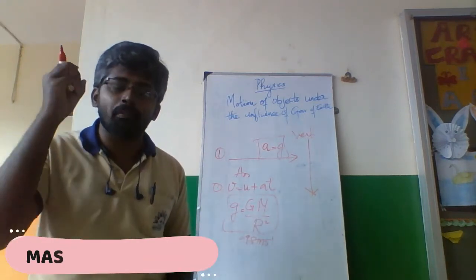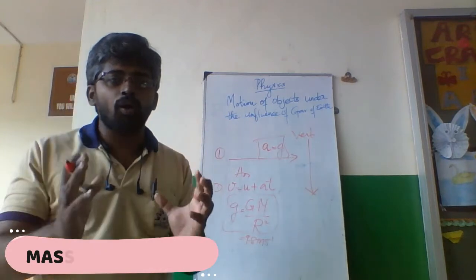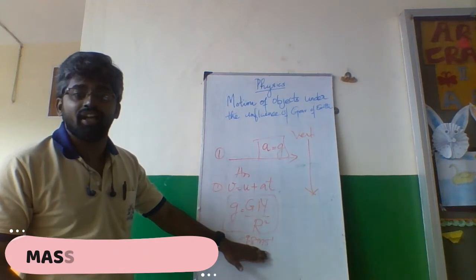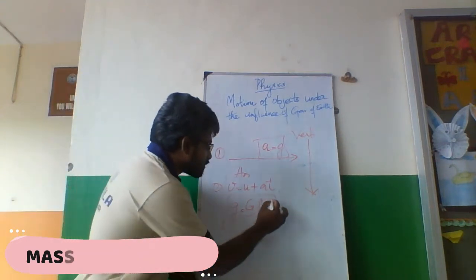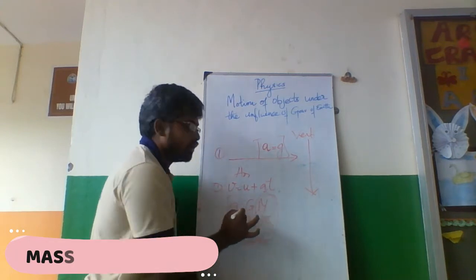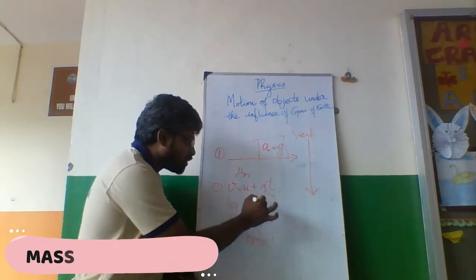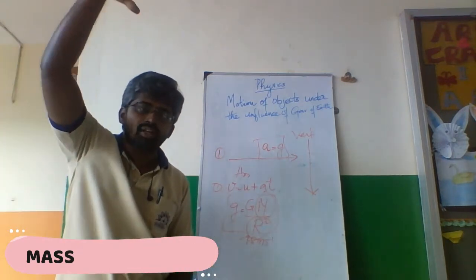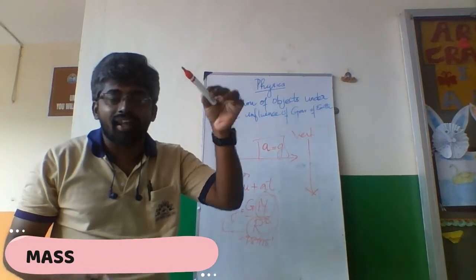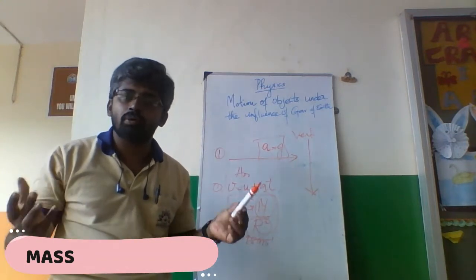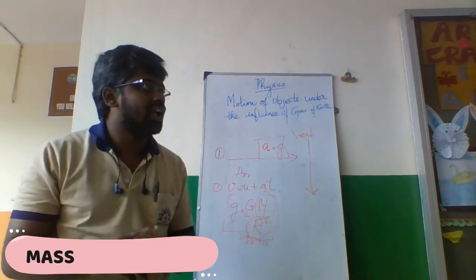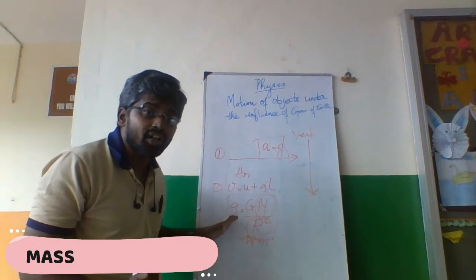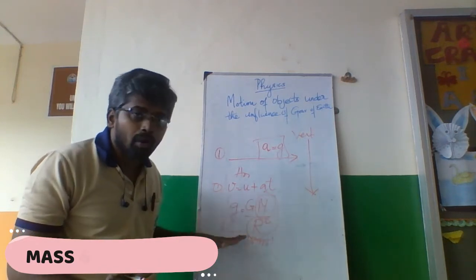So whatever the mass of the object, any object of any mass will have the same acceleration due to gravity on earth, because this is the mass of earth and this is the radius of earth. So g depends on mass and radius of earth, which are not going to change. When you throw a 100 kg object or a 10 kg object, whatever the mass, that doesn't matter, because acceleration due to gravity is independent of the mass.